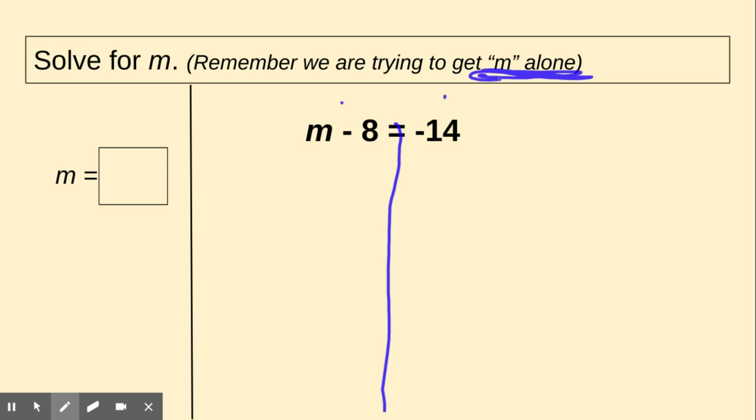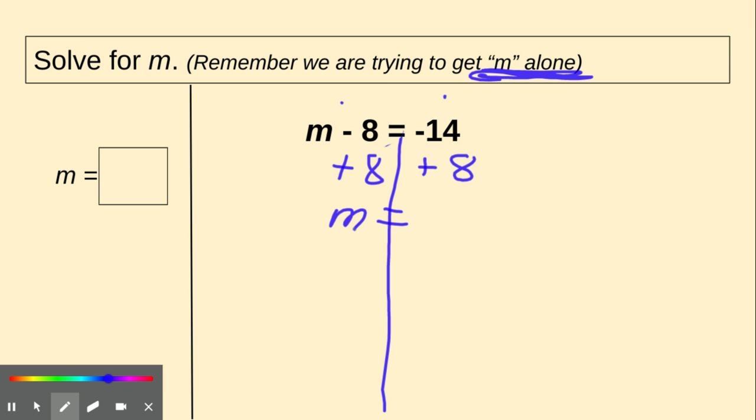So what is the opposite of minus 8? The opposite of minus 8 would be plus 8. We are going to do that to both sides of the equation. So negative 8 plus 8 is 0. So we would have m by itself on this side now. And then negative 14 plus 8 is negative 6. So m would equal negative 6.